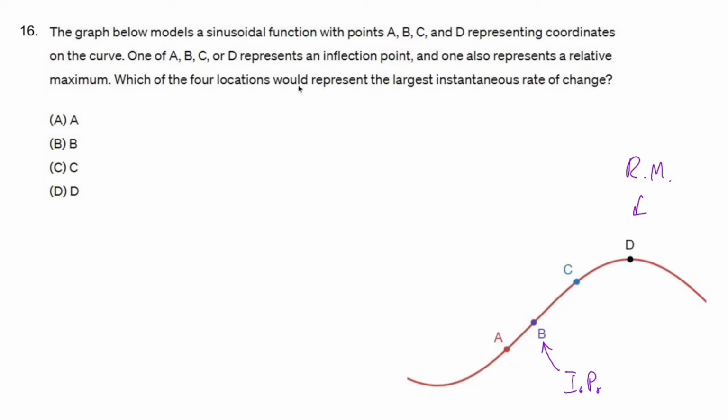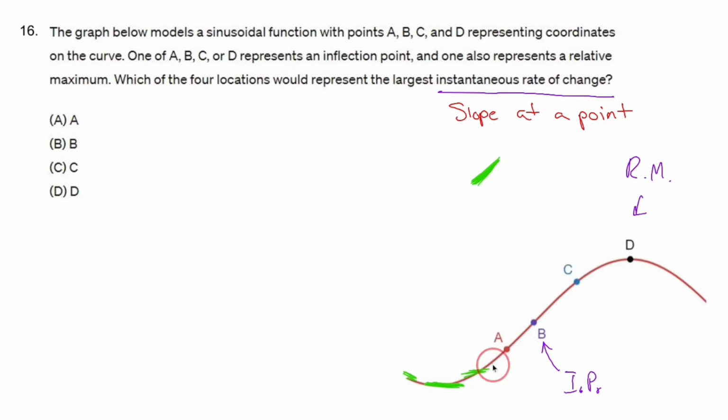Which of the 4 locations would represent the largest instantaneous rate of change? What the heck does instantaneous rate of change mean? That means slope at a point. So the best way to describe this is make believe that you're riding on a roller coaster, and at which one of these points are you going to be the steepest? Okay, the steepest positive instantaneous rate of change. Well, if this was a roller coaster, right now you're going down, and you're leveling off. So maybe right here your slope would be almost 0 or 0.